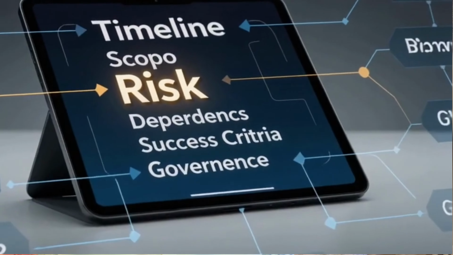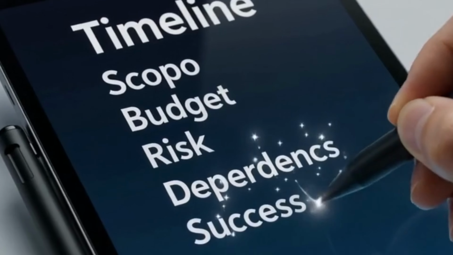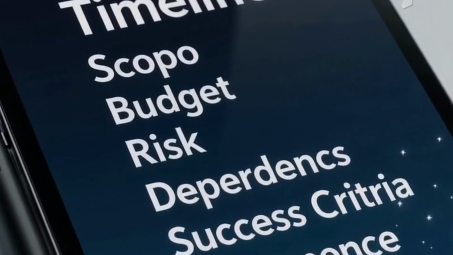So building a project plan is not about creating schedules. A right project plan includes timeline, scope, budget, risks, dependencies, success criteria, governance, communication, stakeholder management, and many more things, right? So planning is all about reducing the uncertainty before execution begins.